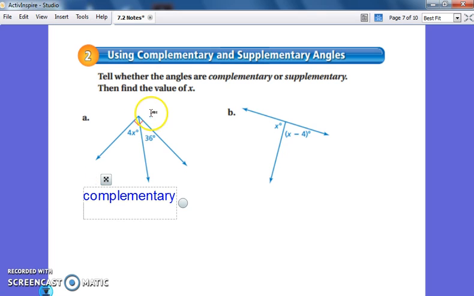Okay, now we also know that these two angles here, when added together, are going to give us 90 degrees. So let's set up an equation. 4x plus 36 equals 90 degrees. I want to isolate my x. So first I have to undo my adding of 36 by subtracting 36 on both sides.